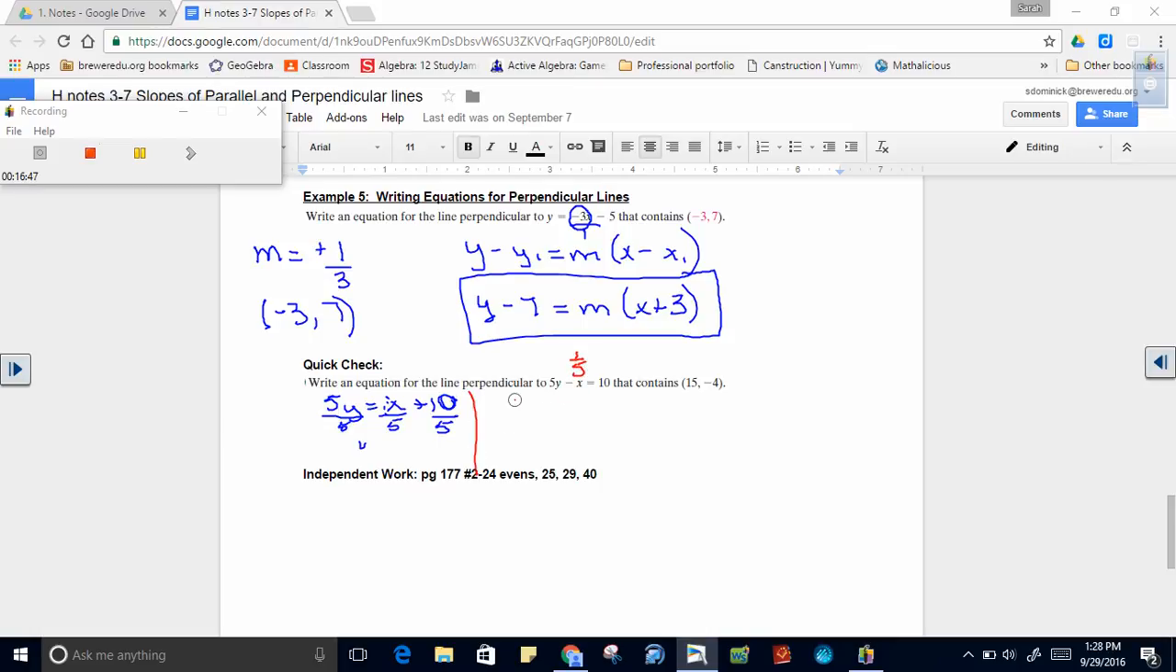So, for my new perpendicular line, I'm going to take the opposite, so a negative, since that was a positive. I'm going to flip it. I want the reciprocal. I want the negative reciprocal. So 5/1. That's equivalent to just negative 5. They've given me a point that they would like this line to go through.